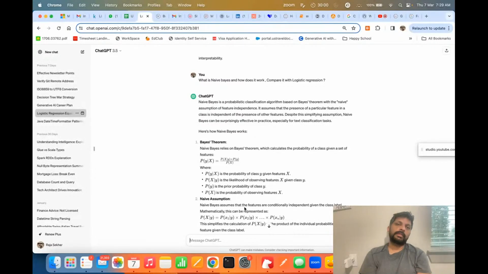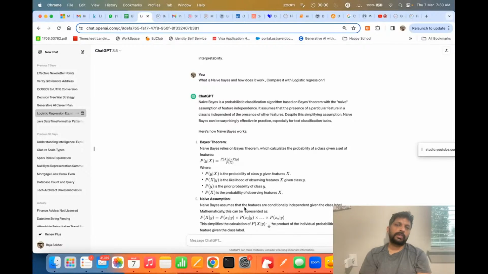Whereas in naive Bayes, which uses Bayes' theorem, here we deal with each feature separately, and then we put them together to achieve y.